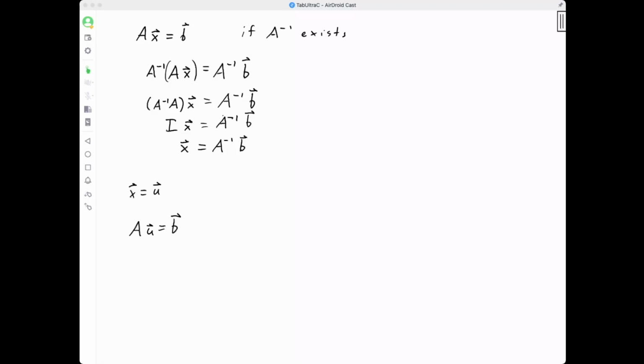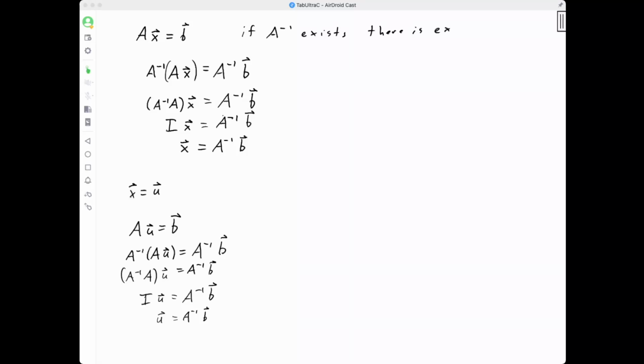And if we multiply both sides of this on the left by A inverse, I get A inverse times A times u is equal to A inverse times B. But that is the same as A inverse A times u is equal to A inverse B, or the identity matrix times u is equal to A inverse B, or u is equal to A inverse B. So every solution is just this A inverse B, which means if A inverse exists, there is exactly one solution.